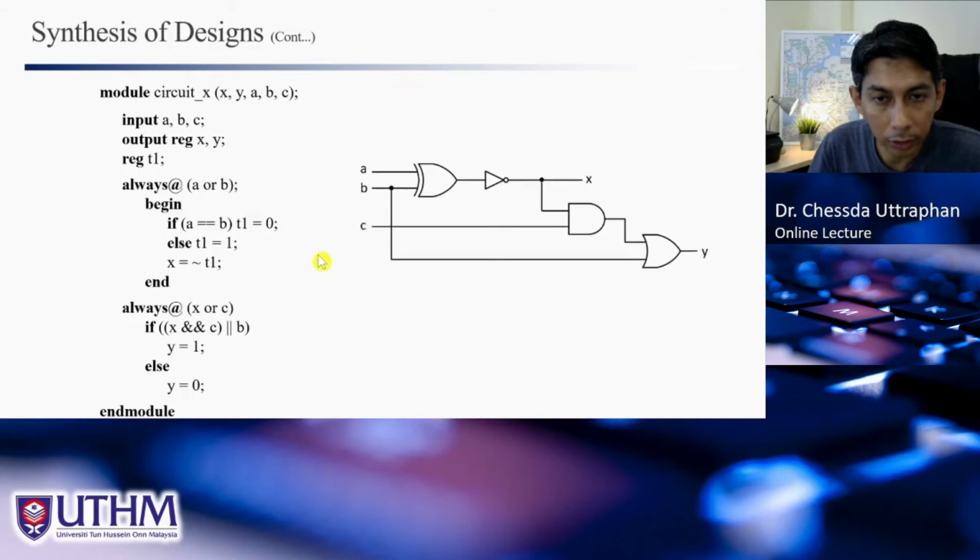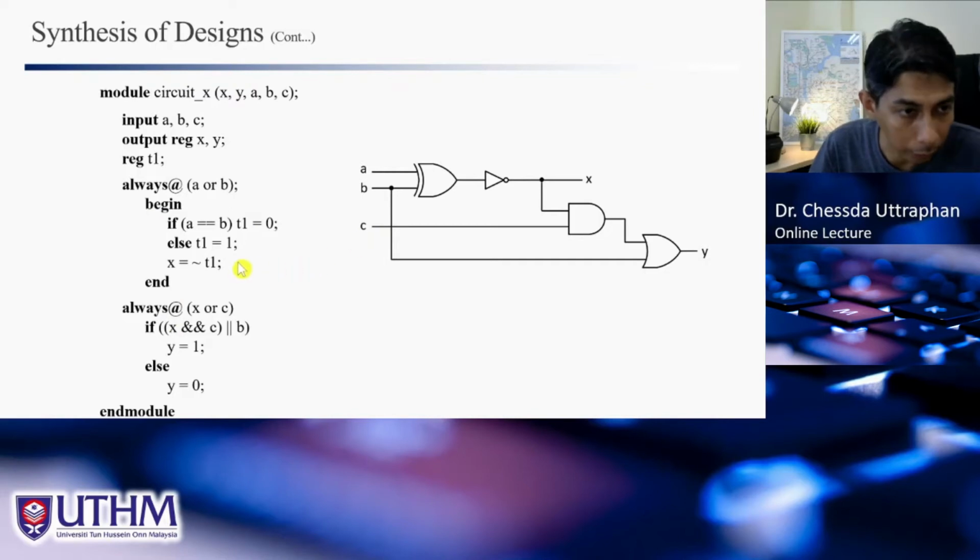And here also we produce the same circuit, but in this case we use the behavioral modeling. All right, very easy to observe. Behavioral modeling, we have the always block and always block here. So this part will generate which part we need to look at. If A equal to B, T1 equal to 0, and this is if A equal to B, T1 equal to 0.